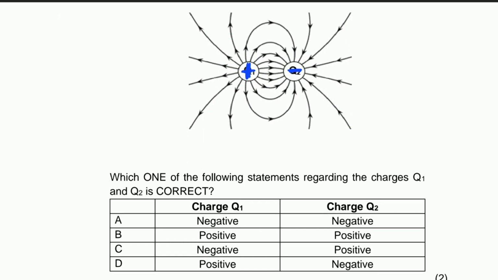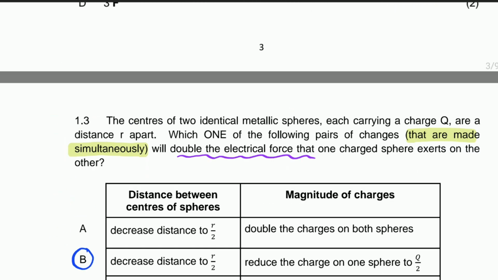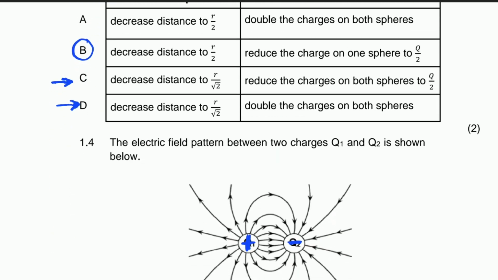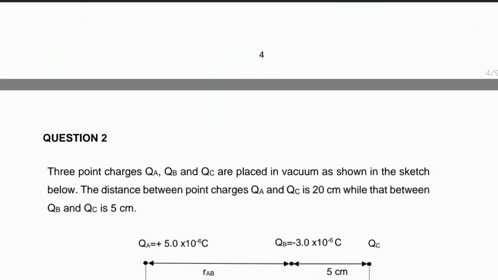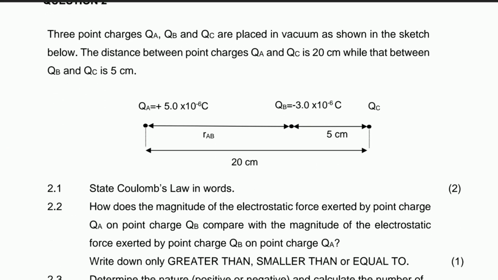So which one of the following statements regarding the charges Q1 and Q2 is correct? Well, Q1 must be positive, so Q1 is either going to be this one or that one, but we know that Q2 is negative, and therefore it is this one. The correct answer is D. And this is the end of question 1, which is a multiple choice. Multiple choice attempts to be complicated, so they are not as easy as they look.